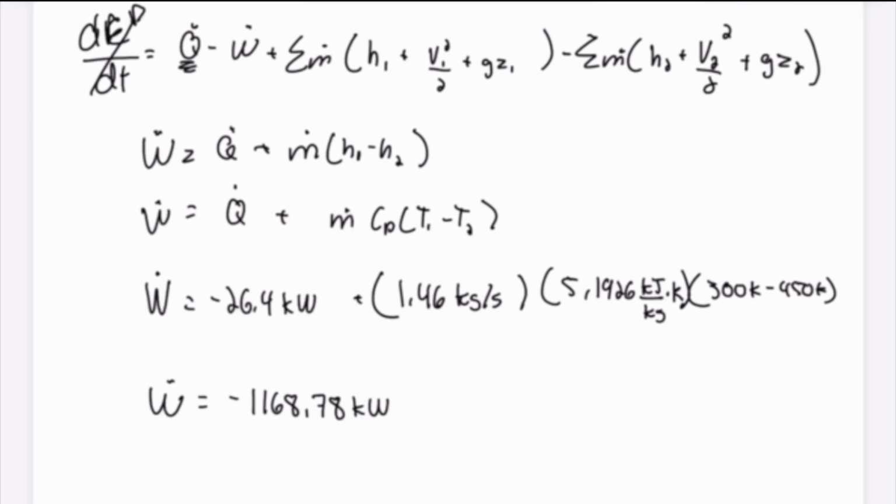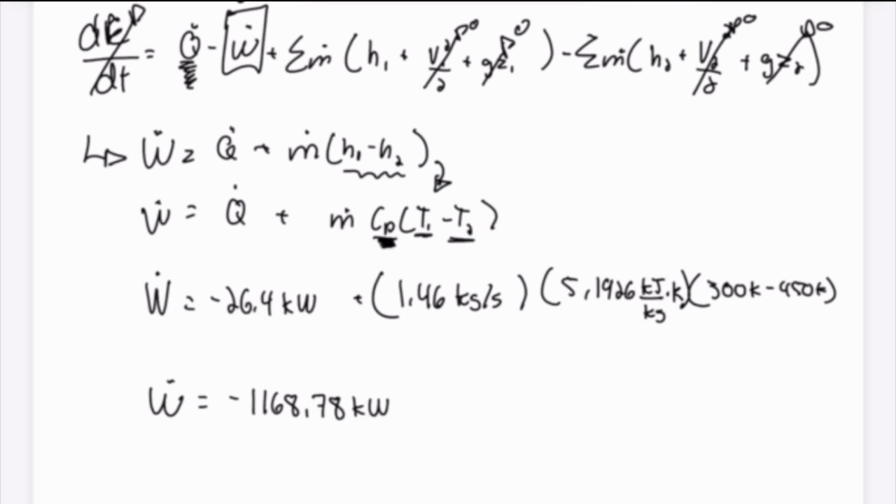Q is already calculated. We are looking for the work. We can neglect the kinetic energy and the potential energy, so that's why they are equal to 0. So we are left with this equation right here. We can also substitute H1 minus H2 by Cp times T1 minus T2. Cp is found in the tables, and T1 and T2 are given in the problem.